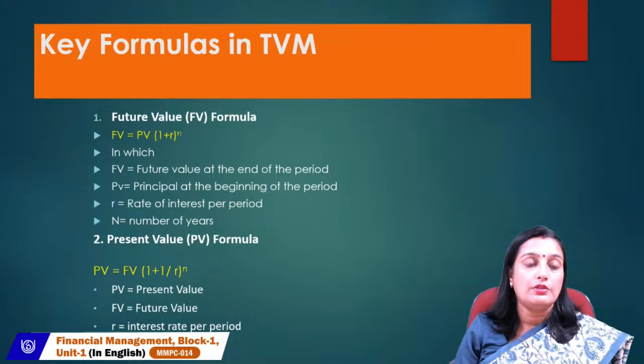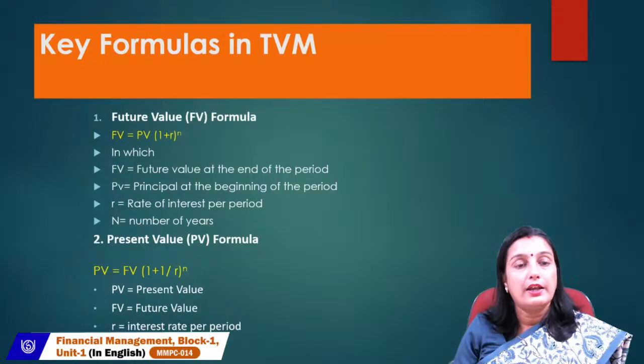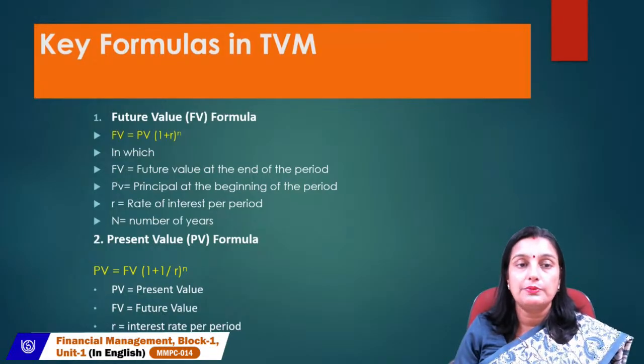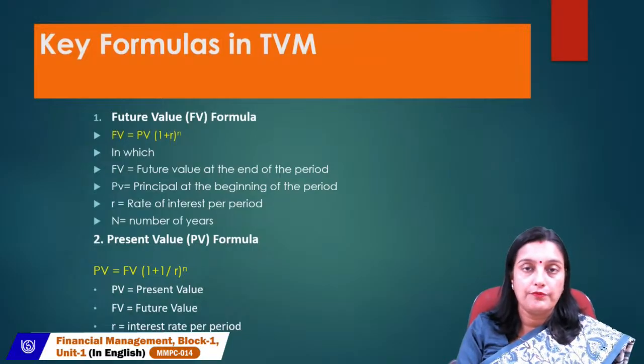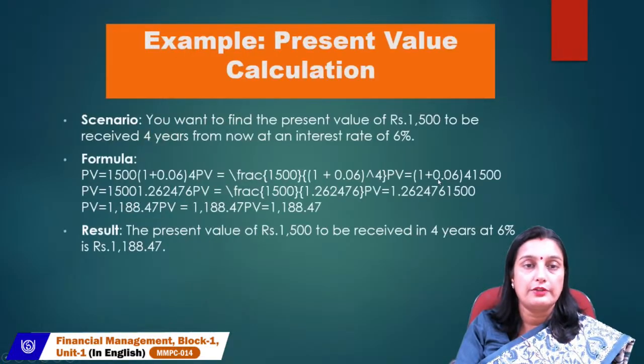The second is present value. The present value formula is PV equals FV times 1 by (1 plus r) to the power n. So 1 by (1 plus r) to the power n is the discounting factor here. And in the first formula, (1 plus r) to the power n is the compounding factor. It means today's 1 rupee will be compounded and give you the future value, right? And the future value will be discounted and give you the present value. So these are the formulas for both future value and present value.